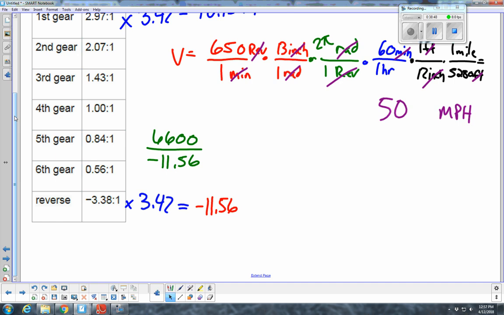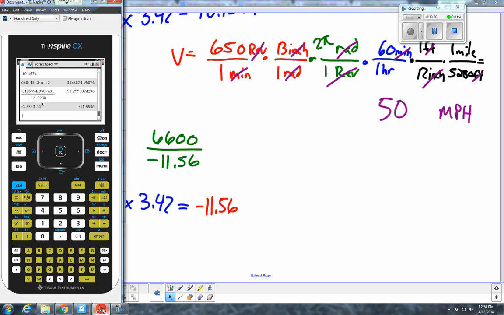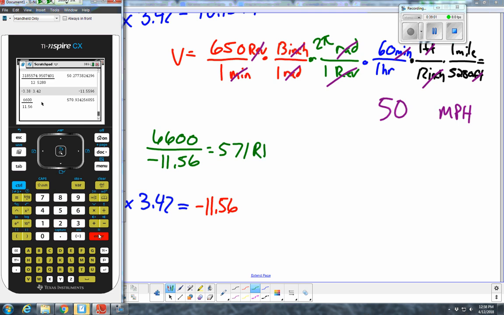571 RPMs. Okay, now, I know what you're thinking: we're going to go through all of that again? That's crazy. Man, no. Because in math, we're lazy as mathematicians. We want to be efficient. We don't have to do all that again. I'm going to show you a little shortcut.